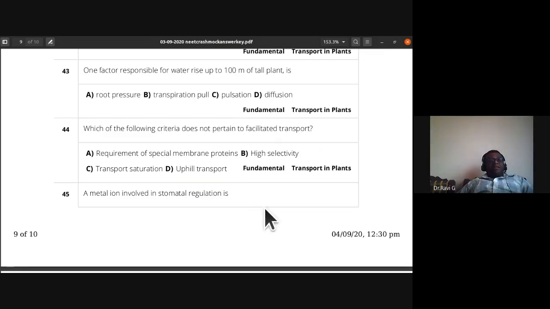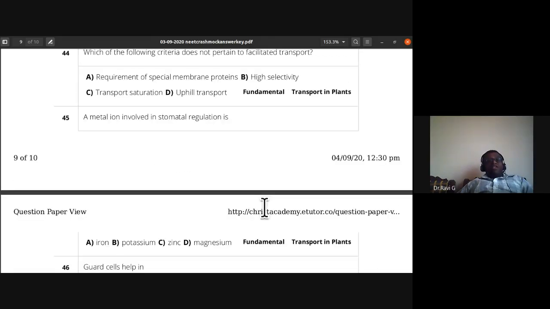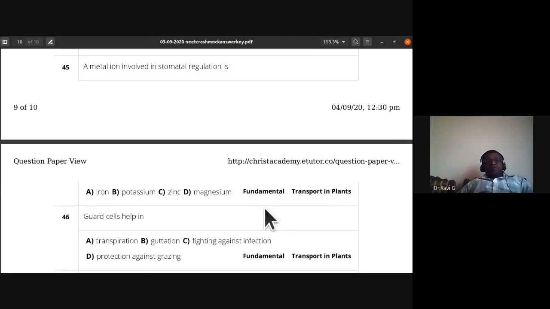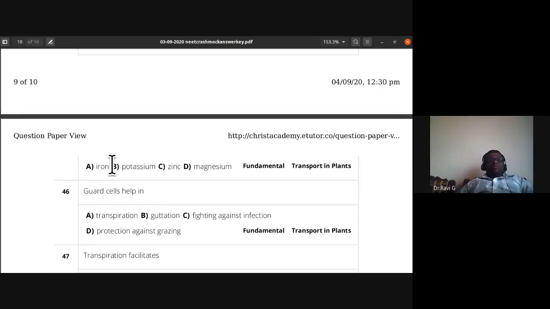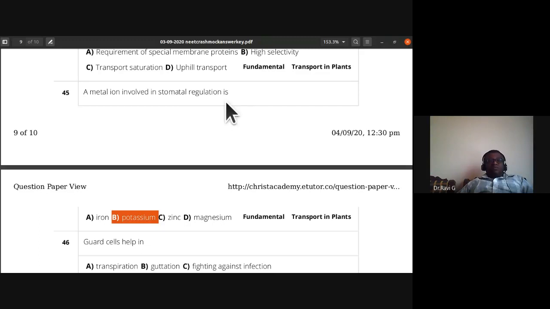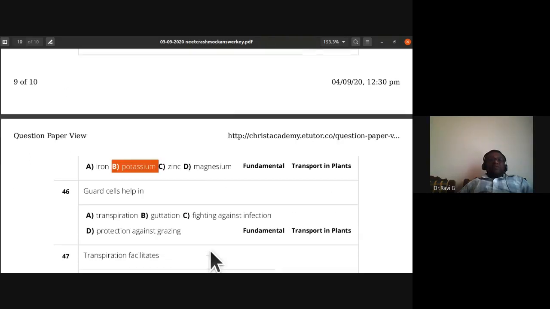A metal ion involved in stomatal regulation is? So which is the metal ion involved in stomatal regulation? Potassium ion. Potassium is the answer. There is this potassium ion pump theory to establish the opening and closing of stomata. The most accepted theory is the carrier ion pump theory or potassium ion pump theory. Okay, so potassium is the metal ion involved in stomatal regulation.